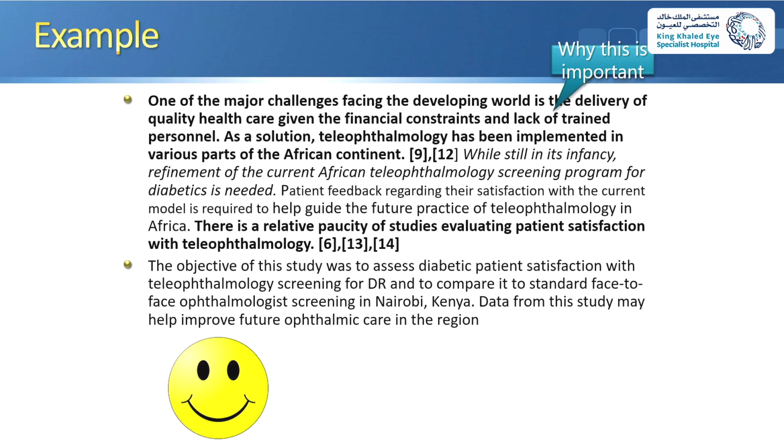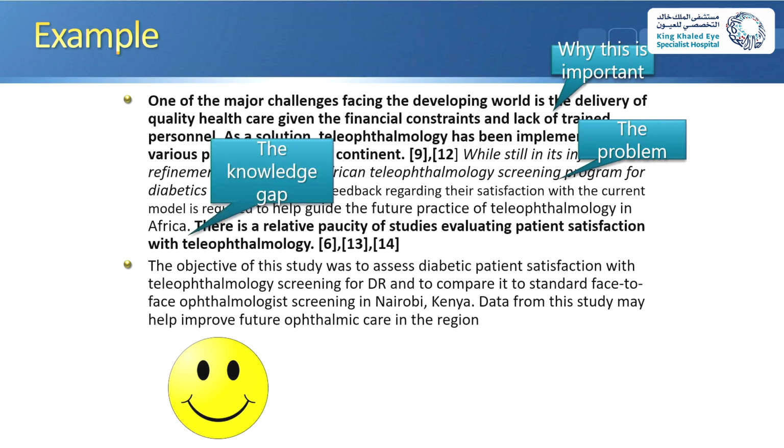So here, the author is trying to tell you why the study is important and what the problem is: the satisfaction is unknown, and then point out the knowledge gap. There's a gap in the knowledge. There is paucity in the studies to evaluate patient satisfaction. And then the research question, why is this study important? And that's all that is needed.